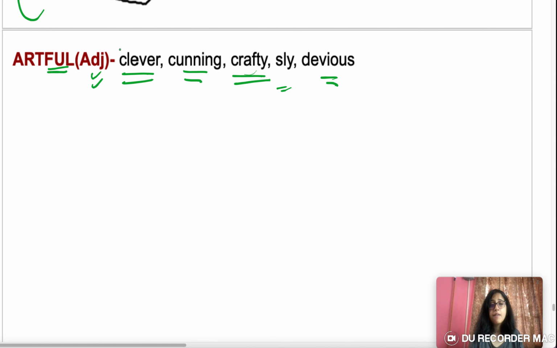Okay, so someone who is clever, someone who can do his job in a clever way, in a cunning manner, in a crafty way, that person is artful. Okay, so in Hindi, what can you say? In Hindi, we can say dhurt.